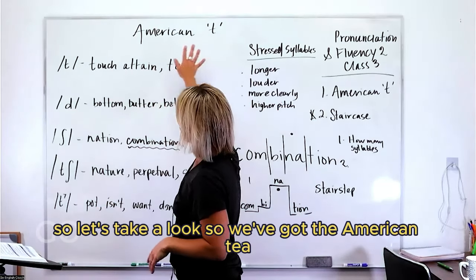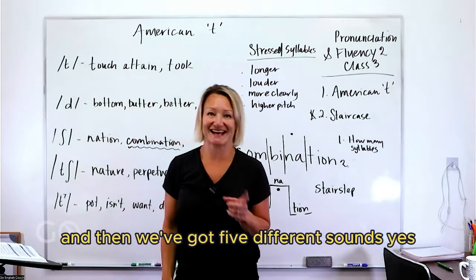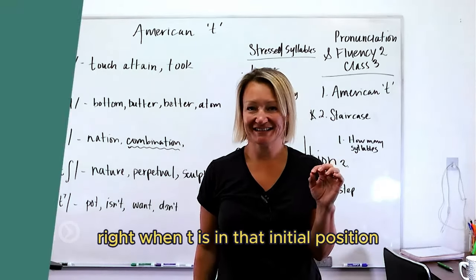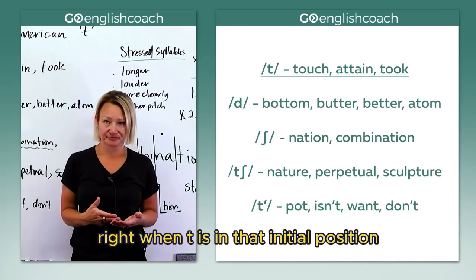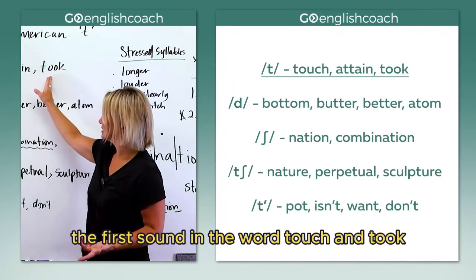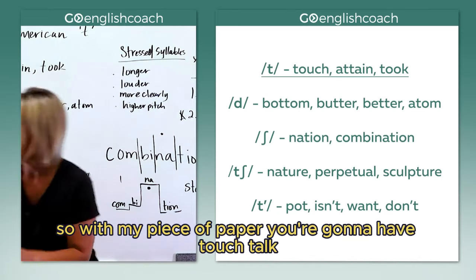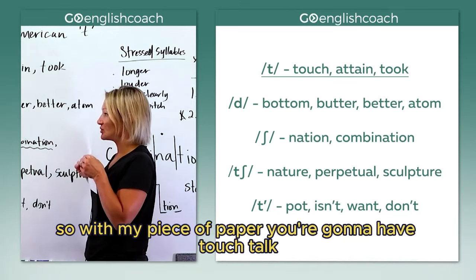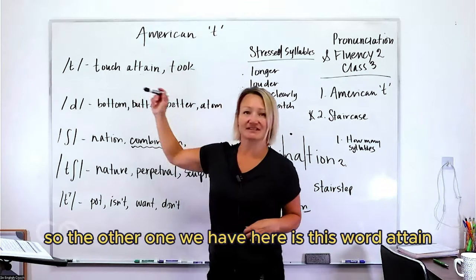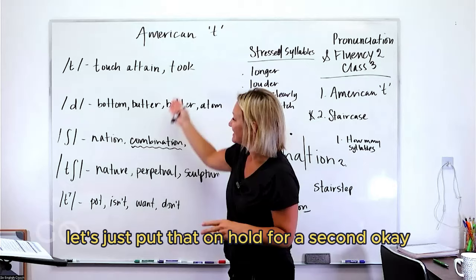So we've got the American T. We've got these three words here, and then we've got five different sounds. Yes, isn't that crazy? The American T is not just T, right? When T is in that initial position, the first sound in the word, touch and took, you're going to have the full T sound with it aspirated. So with my piece of paper, you're going to have touch. Took. Now you're probably like, teacher, you forgot a word. What's going on? So the other one we have here is this word attain. Attain. All right. Let's just put that on hold for a second. Let's jump to this next one.